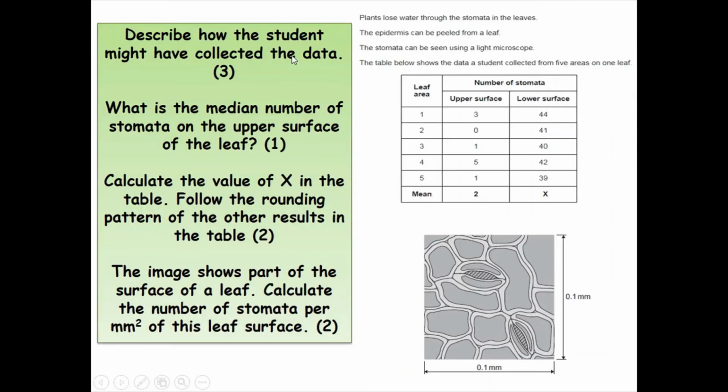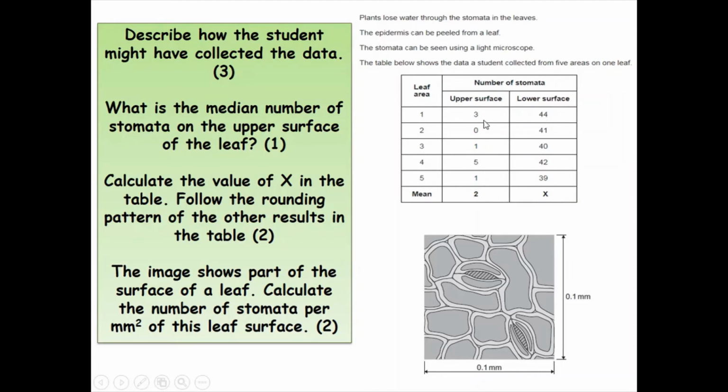So we've got some typical exam questions here. So we've got your information that you get here. Plants lose water through the stomata in the leaves. The epidermis can be peeled from a leaf. The stomata can be seen using the light microscope. The table below shows the data a student collected from 5 areas on one leaf. So this student has repeated it 5 times, then worked out the mean, the average.